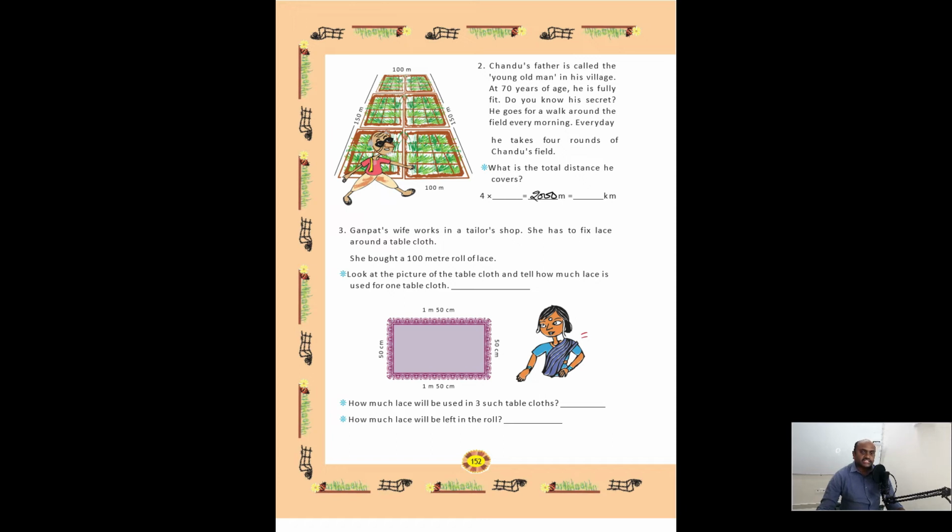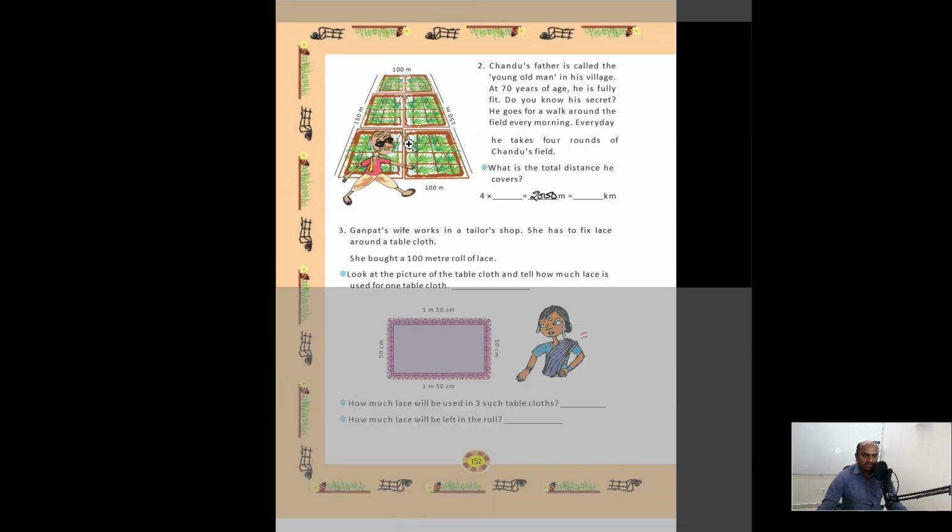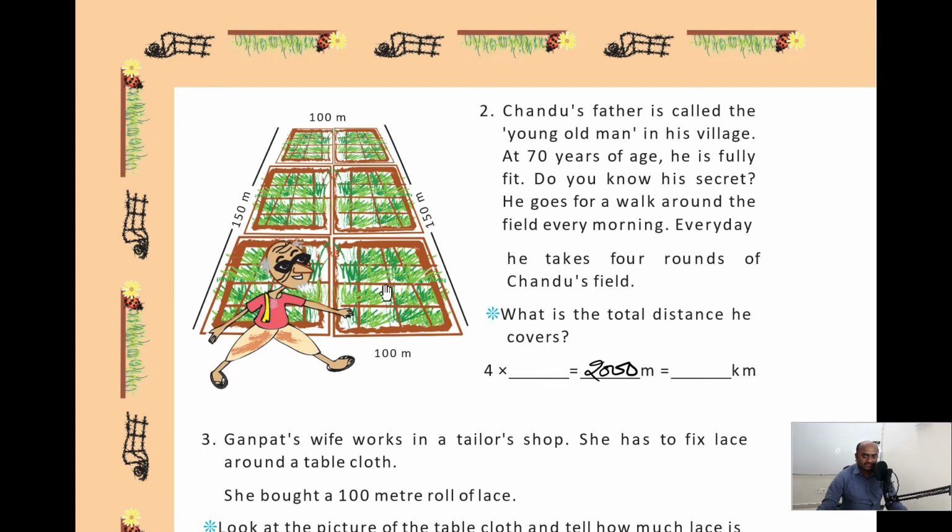Now comes the second activity. Chandu's father is considered the youngest young old man in his village. At 70 years of age also, he is fully fit. Do you know his secret? He goes for a walk around this field. This is Chandu's field and he is Chandu's father, going on his own field for a morning walk. Every day he takes 4 rounds of Chandu's field. So let us calculate the boundary of Chandu's field.